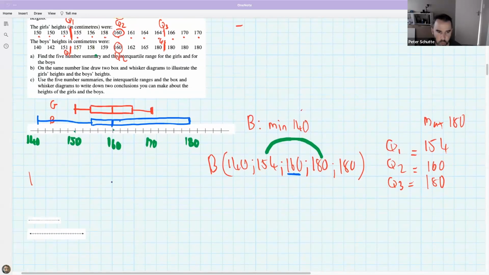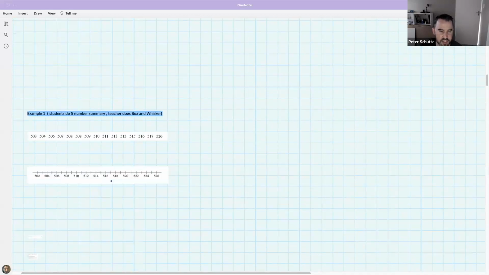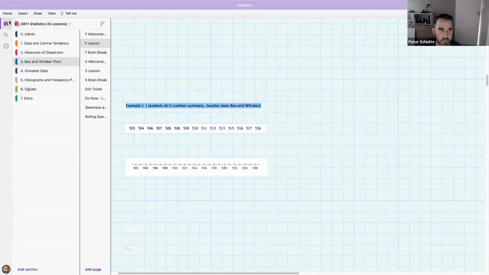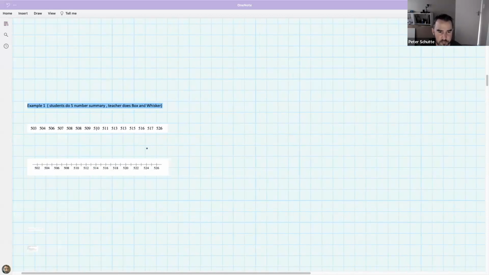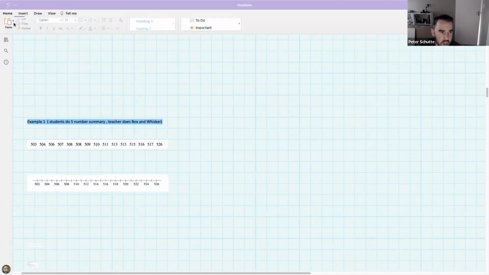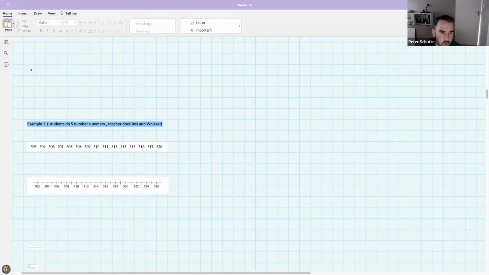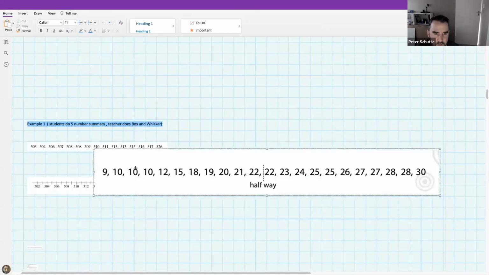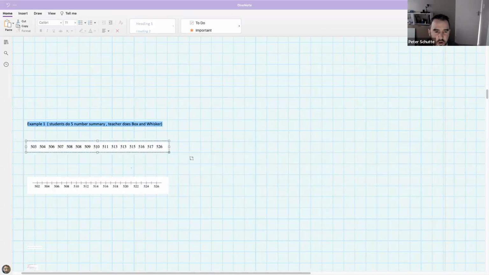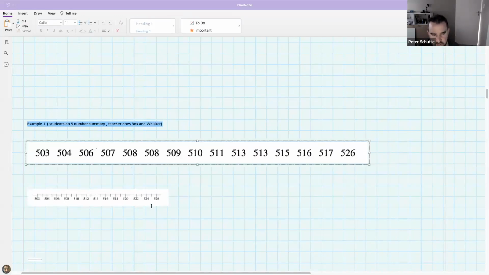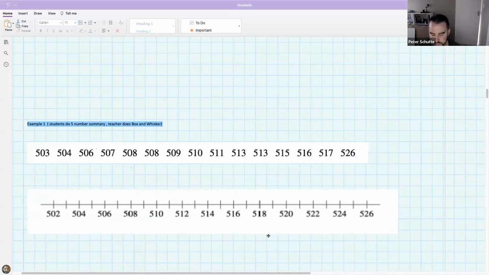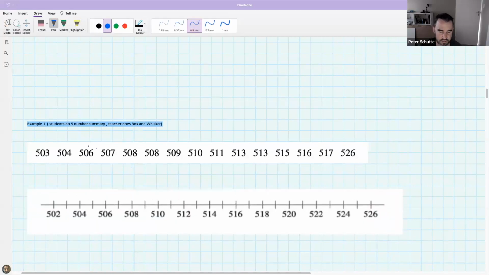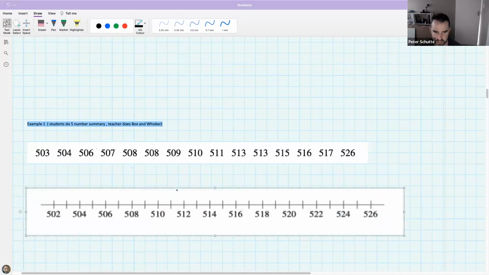Now, let's do one more, because I do think that I want you to get a bit more practice. So I'm going to make it a bit easier. Here are the numbers. Sorry, I'm having a bit of a technical issue there. So here are your numbers written from smallest to biggest. I want you to find the 5-number summary for this data set, and then I want you to draw a box and whisker plot for this data set.